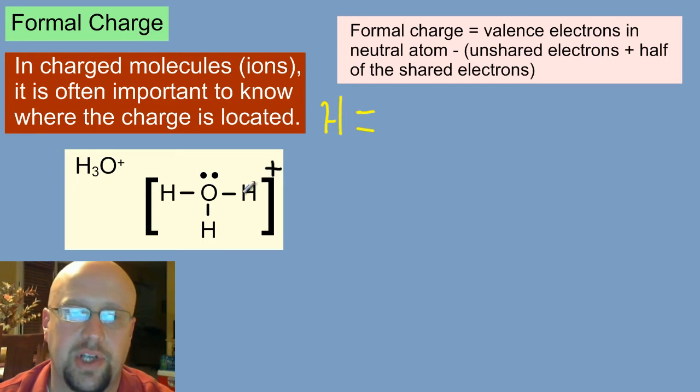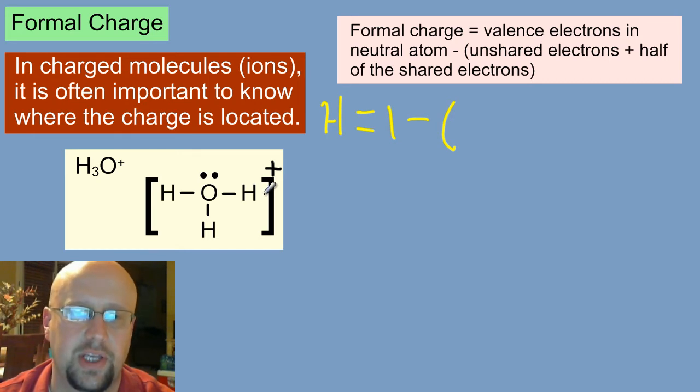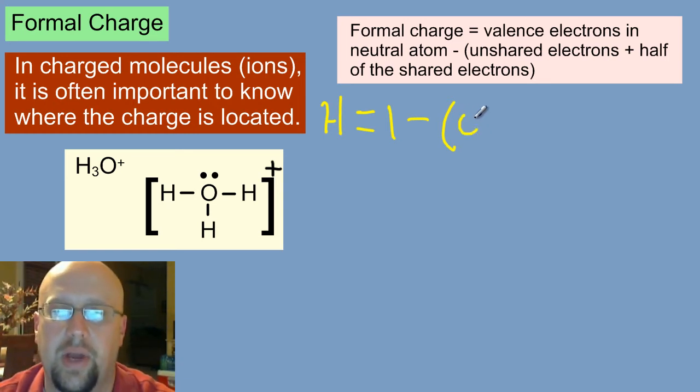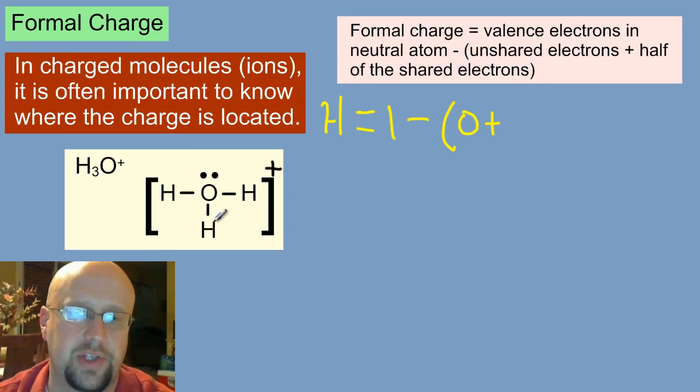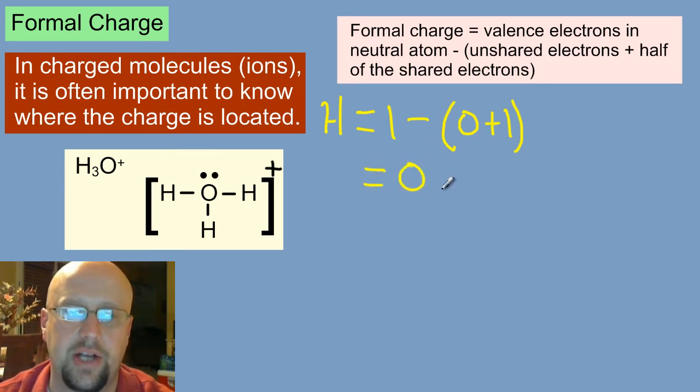So the formal charge is going to be equal to the valence electrons. How many valence electrons does hydrogen normally have? It normally has 1. Then we subtract the unshared electrons, and if you look at these, there are no unshared electrons, and hydrogen shouldn't have any. Hydrogen's full with just 2. So there are 0 unshared electrons, plus half of the shared electrons. Each one of these hydrogens has 1 bond, so that would be 2 shared electrons. Remember, a bond is 2 electrons, and half of that would be 1. So this comes down to 1 minus 0 plus 1, or 1 minus 1, and so hydrogen is going to have 0.